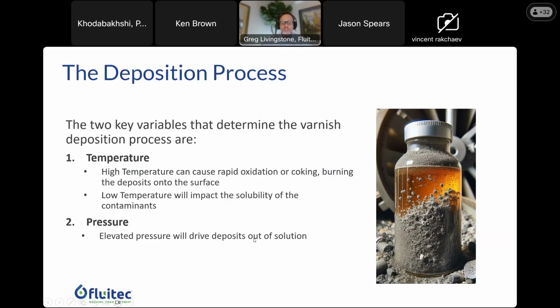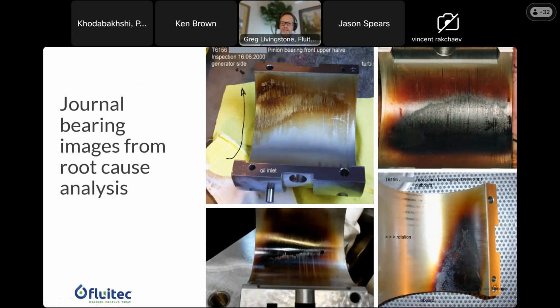phenomenon, and another is pressure. And so pressure is why we see deposits on journal bearings. Journal bearings or thrust bearings are among the hottest spots in the system. So clearly, these deposits are not forming because these degradation products are precipitating out here on these bearing surfaces.